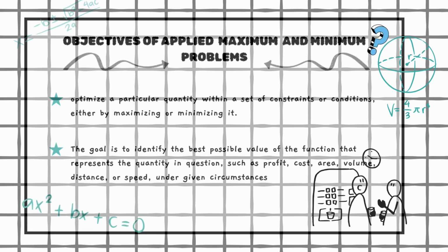And the goal is to identify the best possible value of the function that represents the quantity in question, such as profit, cost, area, volume, distance or speed under given circumstances.